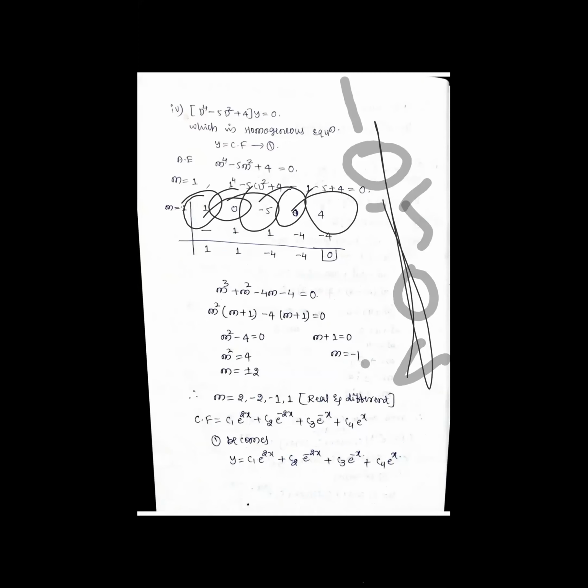So therefore, you can see, leave the first space blank as it is, 1 by 1. So 1 into 1 is 1, 0 plus 1 is 1, 1 into 1 is 1, -5 plus 1 is -4, -4 into 1 is -4, 0 minus 4 is -4, -4 into 1 is -4, 4 minus 4 is 0. Always in synthetic division, the last number that comes should be 0. Okay, so hope you understood.